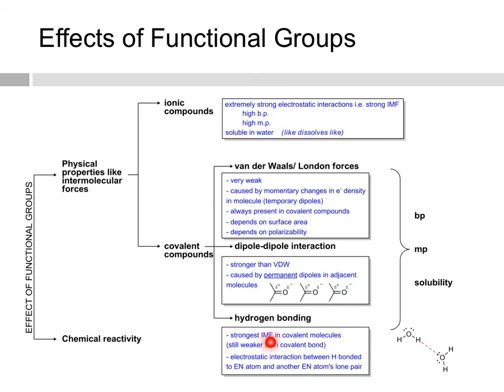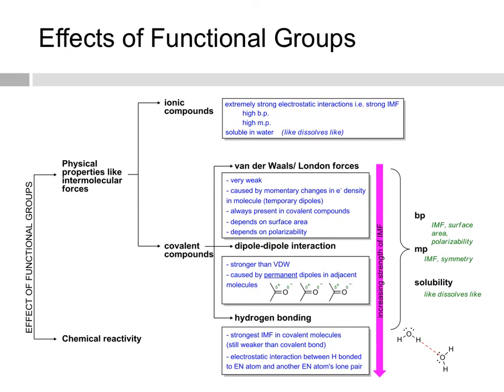And now we come to hydrogen bonding. It's the strongest intermolecular force in covalent molecules. Remember that it's still weaker than a covalent bond, though. Now we're only talking about intermolecular forces, and hydrogen bonds are the strongest of these 3. The classic example of hydrogen bonds is water, and you can see that in water, the electrostatic interaction between a hydrogen that's bonded to an electronegative atom and another electronegative atom's lone pair is what provides the hydrogen bond. In general, the electronegative atoms that can undergo hydrogen bonding are fluorine, oxygen, and nitrogen.